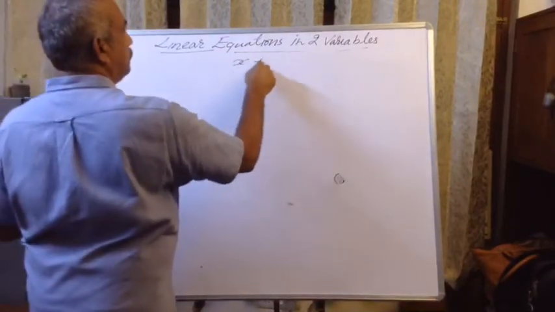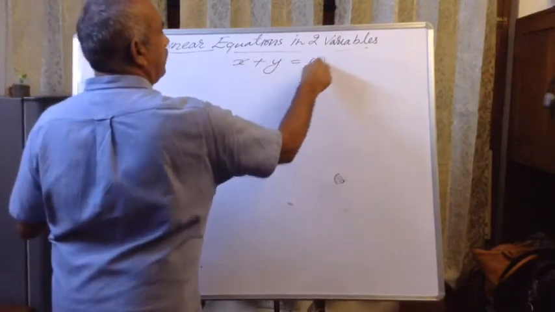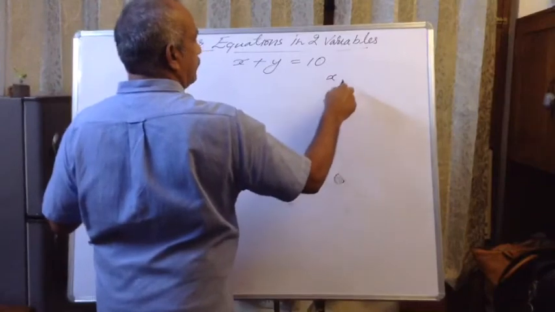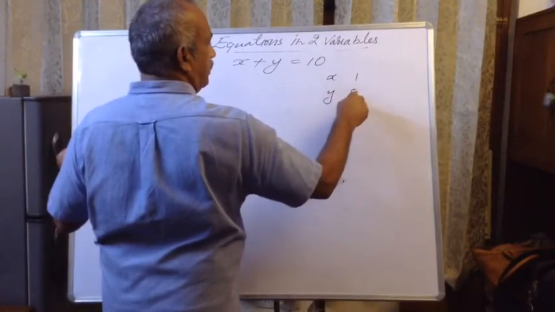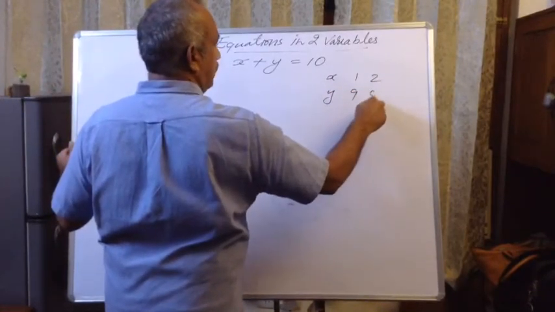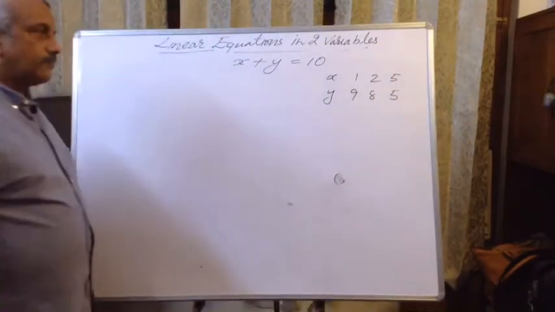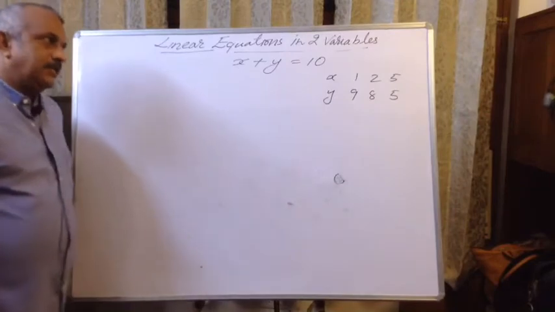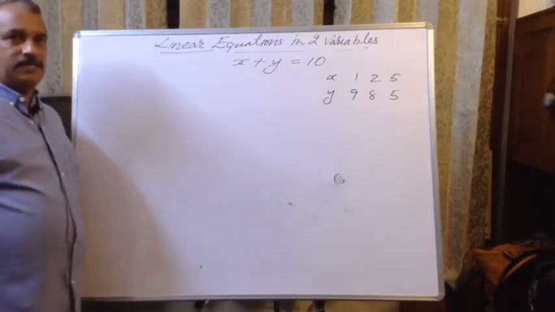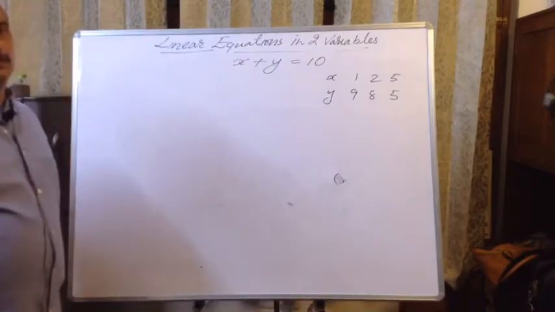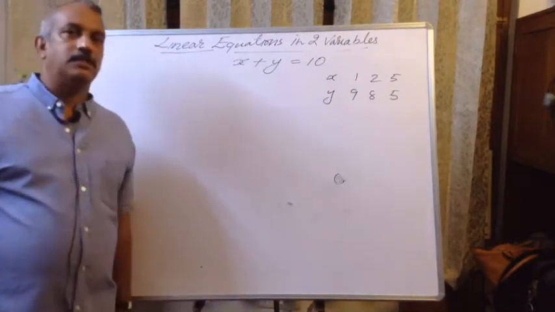So we'll take a few examples. x plus y is equal to 10. Draw the graph. Now find values of x and y. See, 1, 9, 2, 8, 5, 5, etc. See, 1 plus 9 is 10, 2 plus 8 is 10, 5 plus 5 is 10. Actually we need only 2 solutions. Can anybody say the reason?